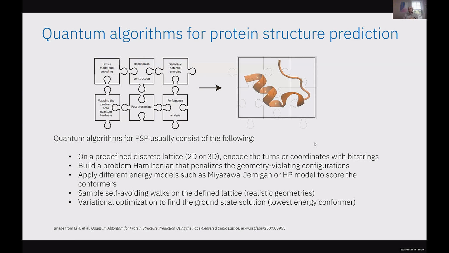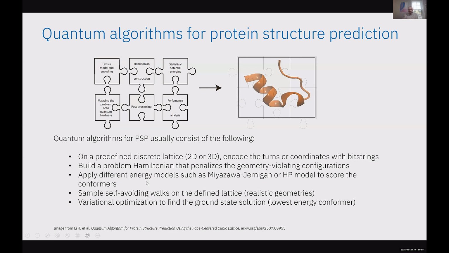But we need to find a way to encode this. Then you need to build a problem Hamiltonian, which describes the energy of the overall system. But of course, as we are looking at these 3D conformations, we want to make sure we're not violating some geometric constraints. This has to be realistic. It has to capture the actual biology.